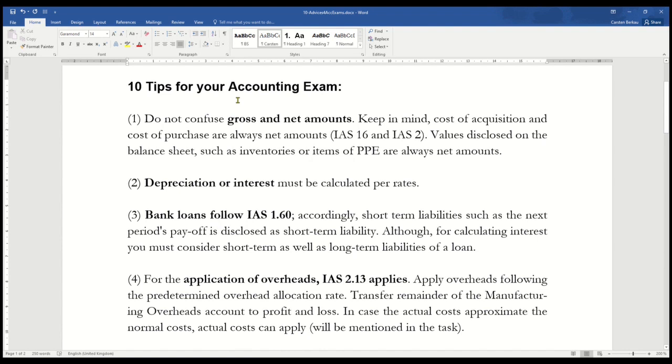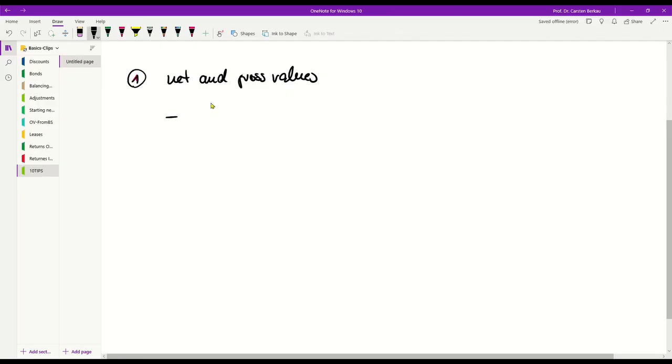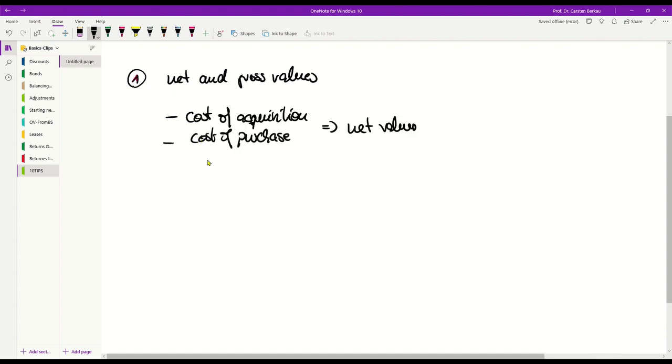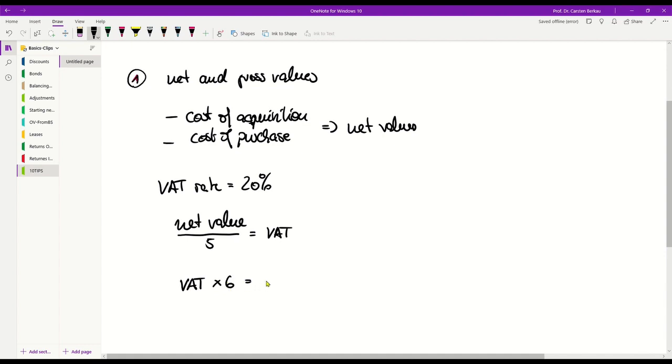These are my recommendations for your upcoming accounting exam. The first thing is, don't confuse gross and net amounts. In the first place, if it is cost of acquisition or cost of purchase, it will always be a net value. In the exam at Hochschule Osnabrück, we consider a VAT rate to the extent of 20%. If you have the net value and you divide it by 5, you will get value-added tax. If you have value-added tax and you multiply that by 6, then you get the gross value.